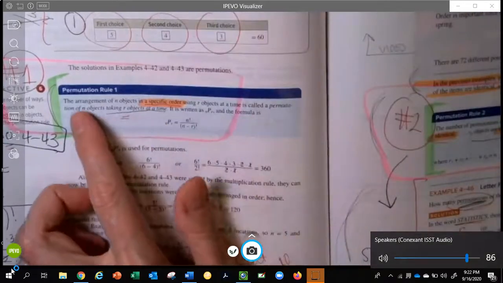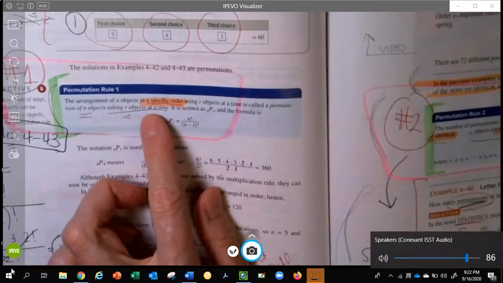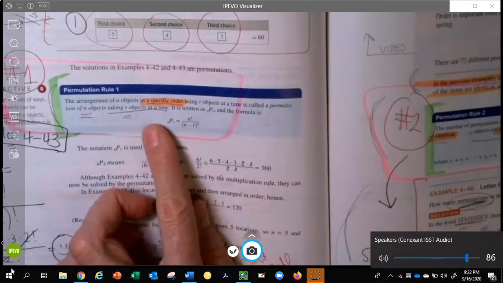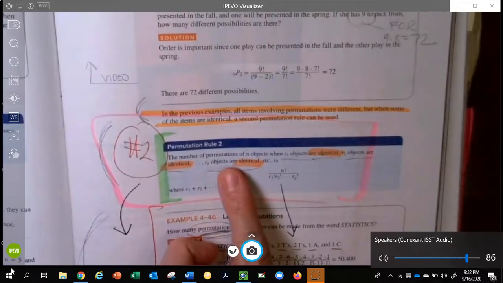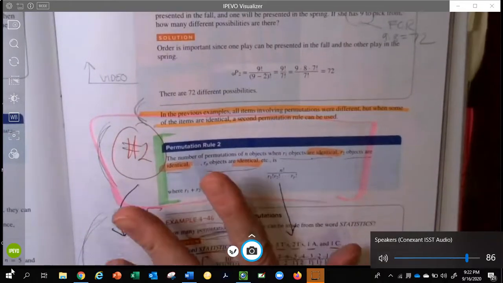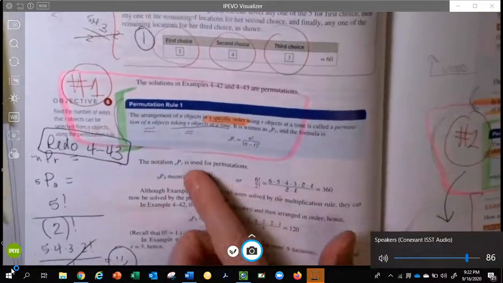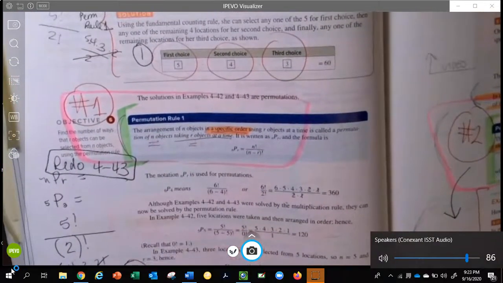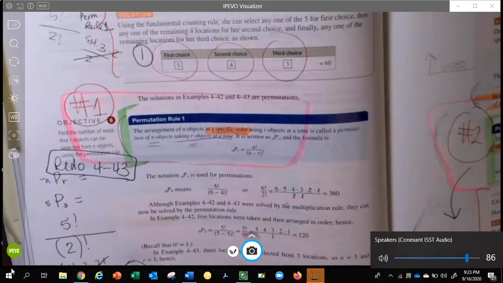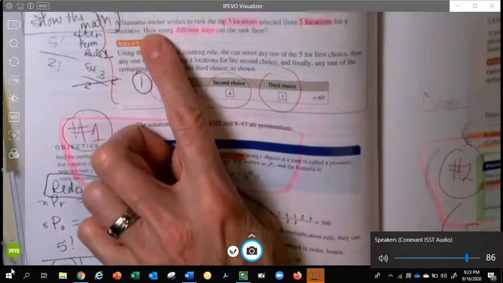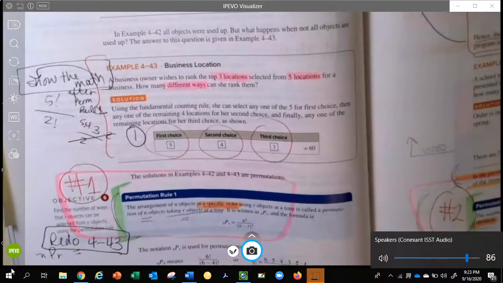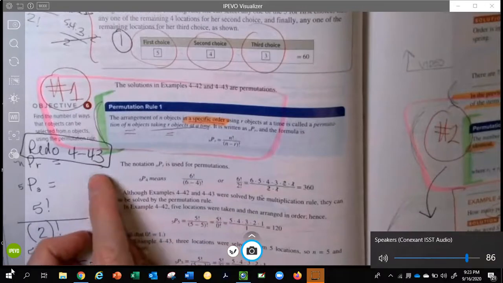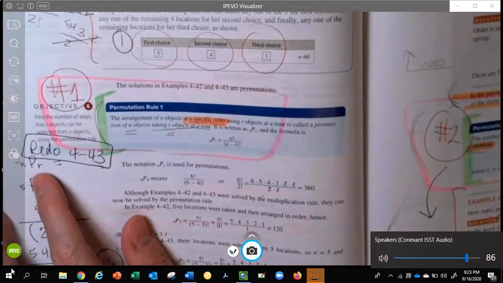And notice it says it is the number of objects taken at a time. But over on the next page, you see permutation 2. And then permutation 2 is going to mention something else. We'll get there in just a second. But he's going to work you through this first one. I even have a comment that you might want to do 4-43 using what he's talking about and then coming here and redoing it using what he's talking about with the permutations.